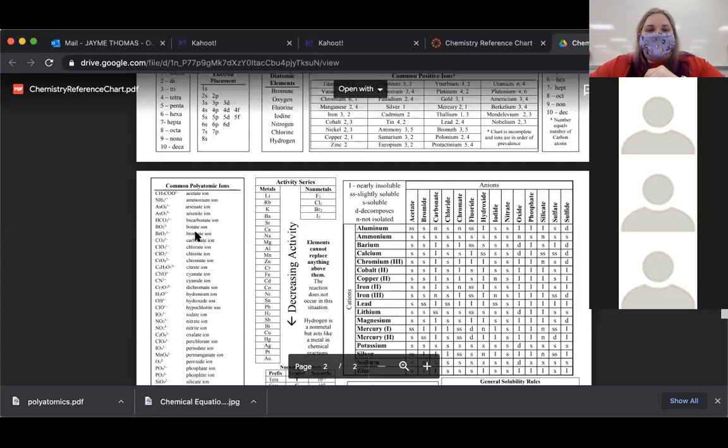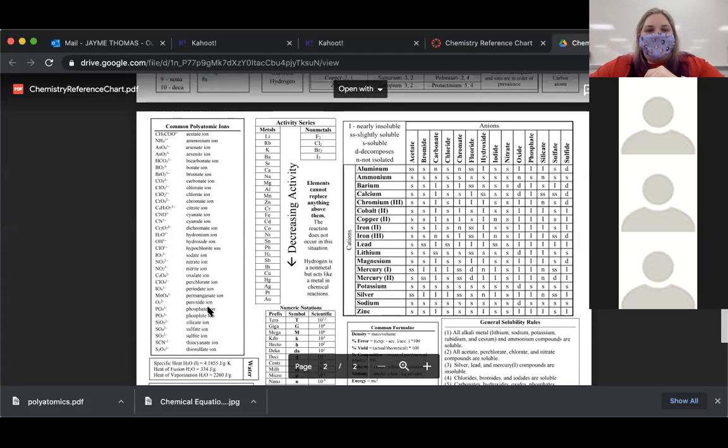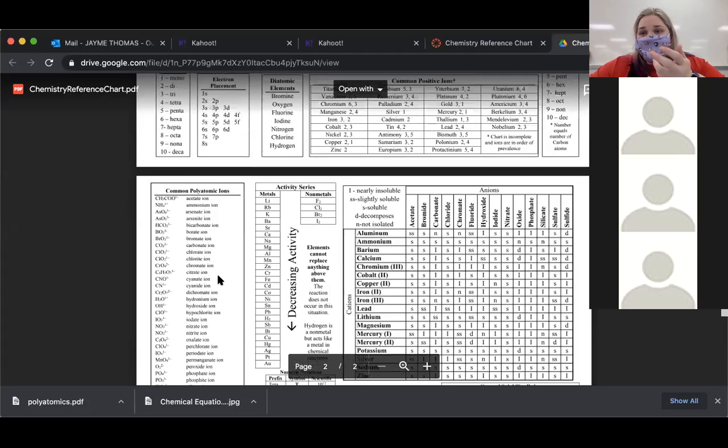And then your polyatomic ions are down here that you might need to use. So those are kind of the areas for this unit test that would be most helpful. The other stuff is extra stuff for other units later, okay?